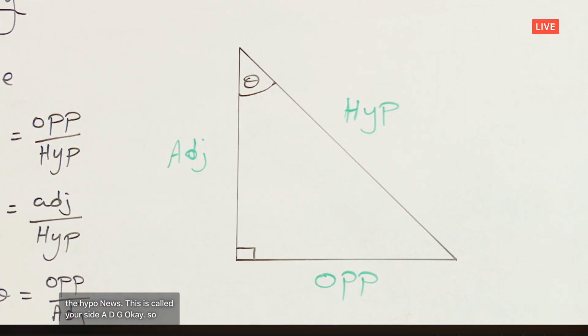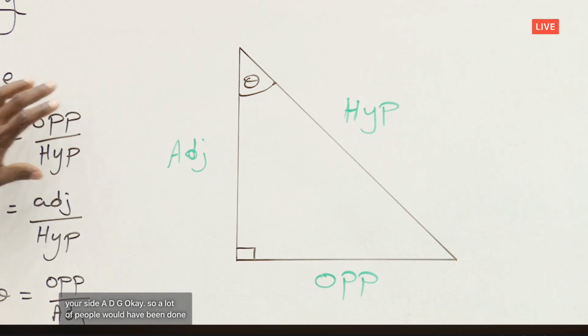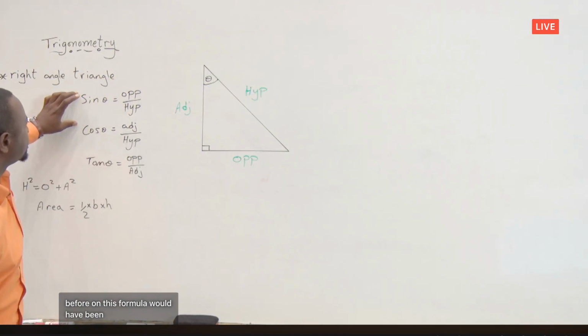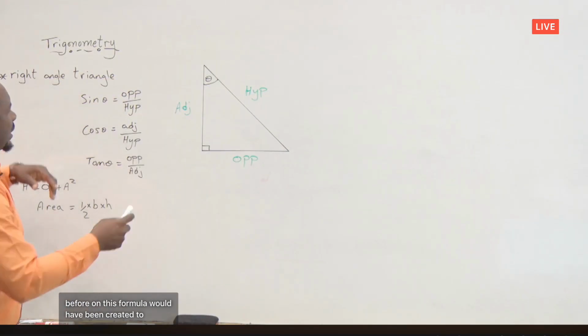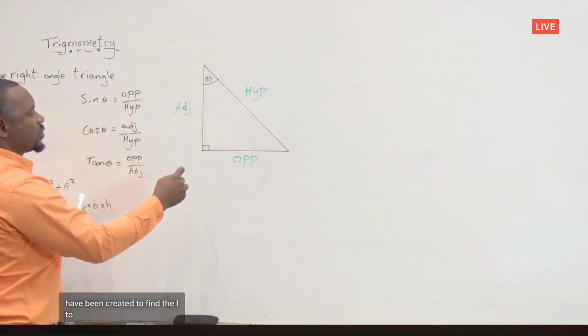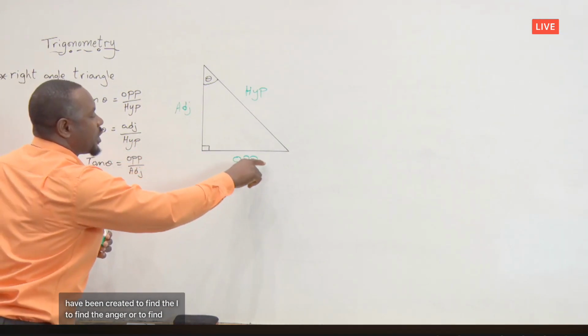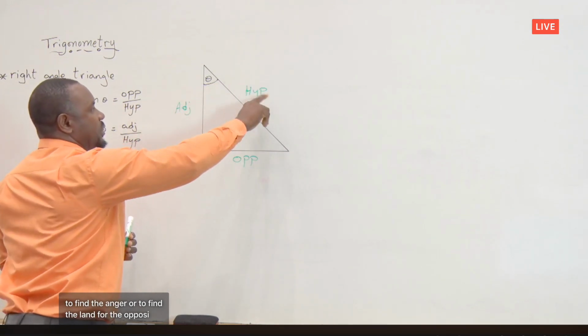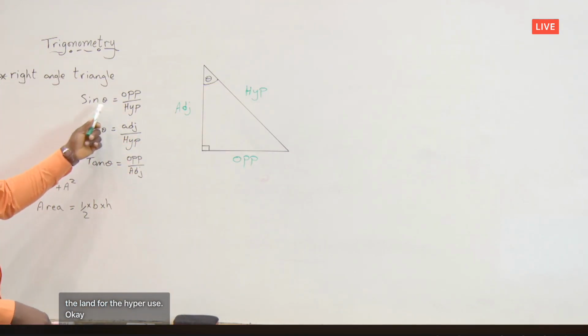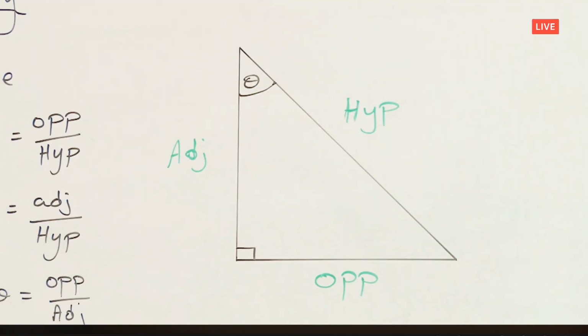So a lot of work would have been done before, and these formulas would have been created to find either the angle or the length for the opposite or the length for the hypotenuse. Okay? Because it uses all these three: angle, hypotenuse, and opposite. And you can reason what is happening with the cosine.